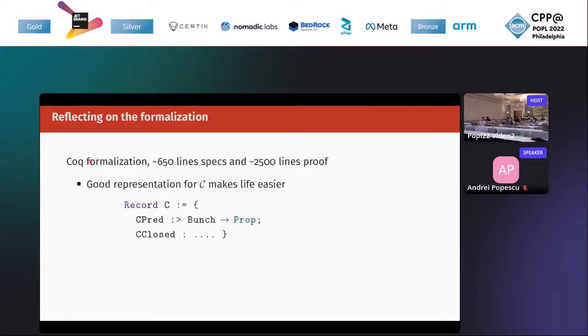By extensional representation, I mean that the elements of C are essentially predicates on bunches, or sets of bunches, that satisfy some particular closure property, which is a proposition. This is opposed to a more intensional representation, which would code elements of C explicitly. In order to reason with this representation, it's good to have propositional extensionality. For this, I use setoids and setoid rewriting.